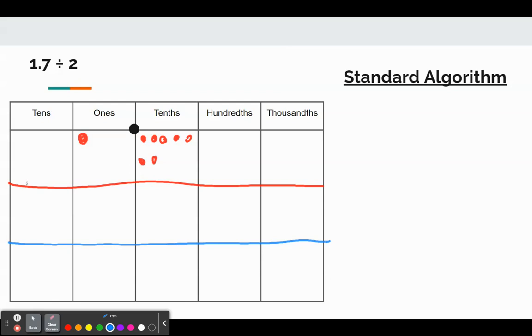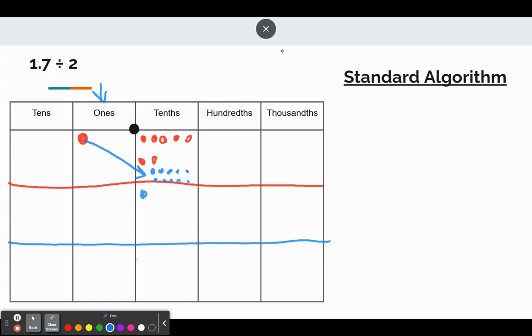Okay. Now let's start with our ones. So I have 1 one. I want to divide it into 2 groups. I can't do that. I don't have enough. So what I'm going to do is move this 1 one and break it into 10 tenths. And now we're going to divide our tenths into 2 groups. So I'm going to place each of them into the 2 groups.